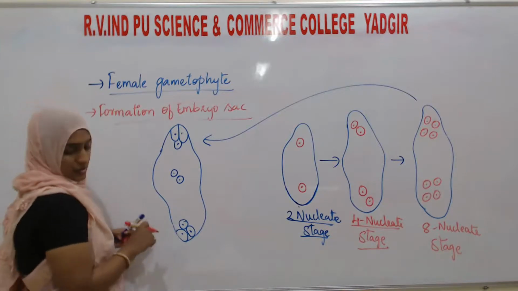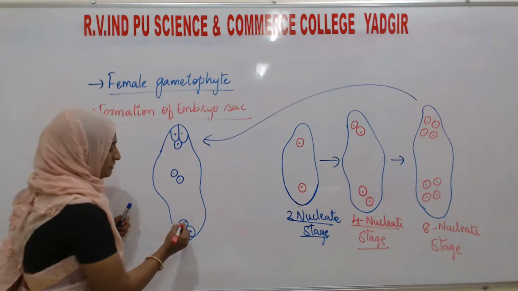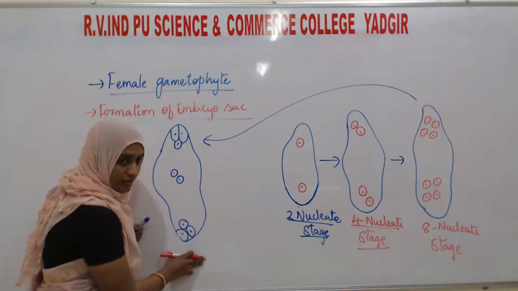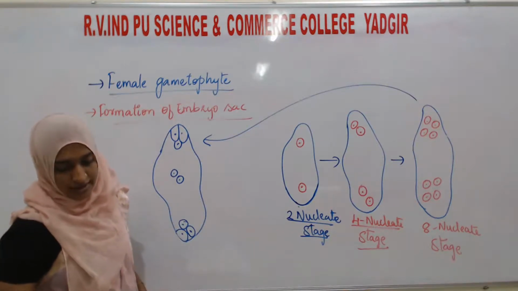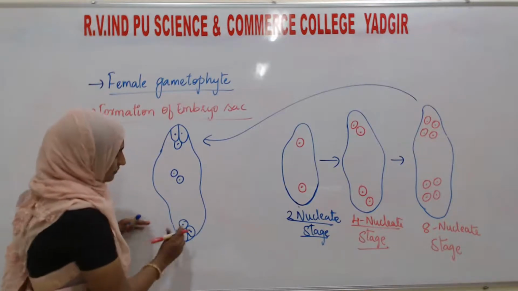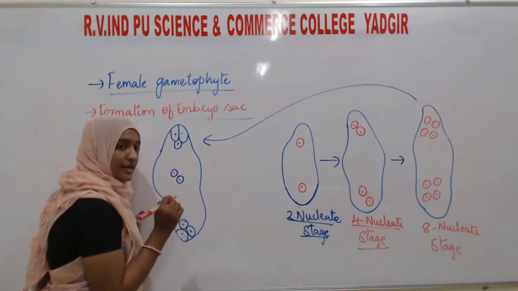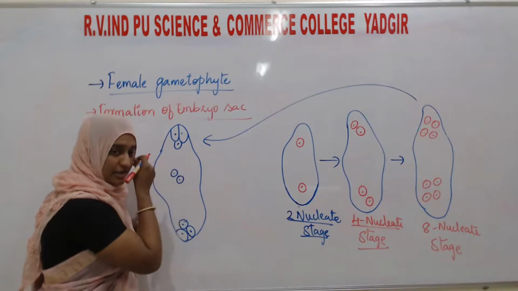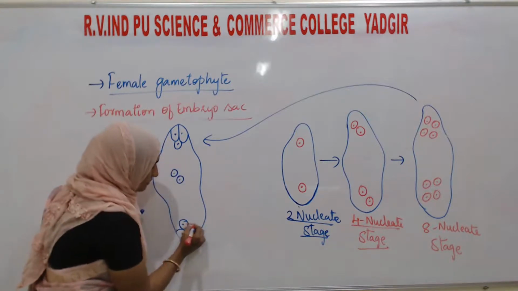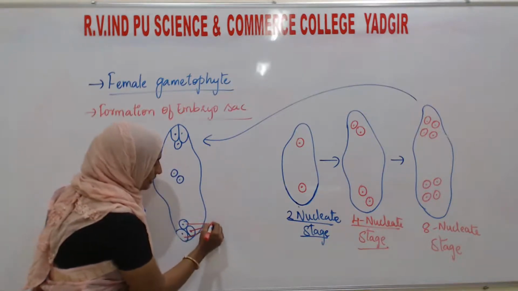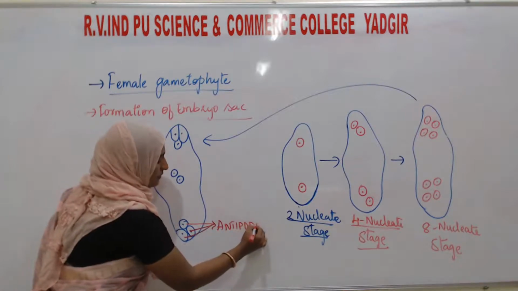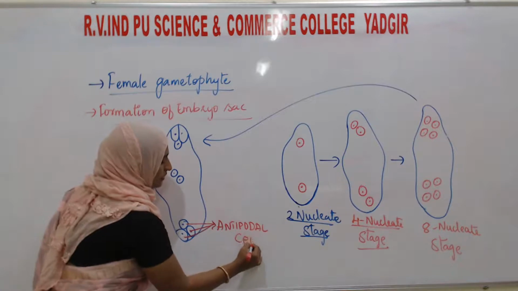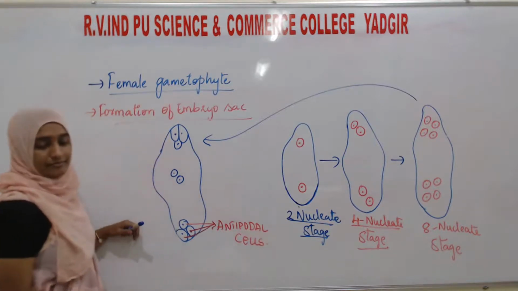first there is a presence of 3 cells at one side. Which side? That is at the micropylar end. There is a presence of 3 cells at the micropylar end. Remember the structure of the ovule. These 3 cells are known as the antipodal cells.